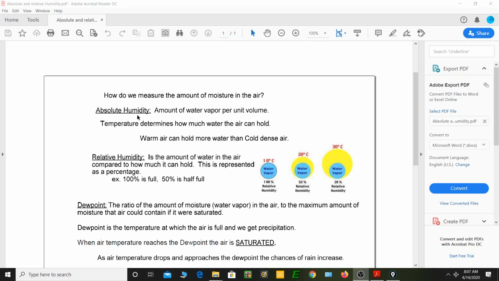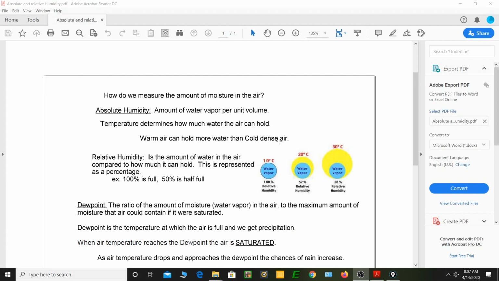So absolute humidity is the amount of water vapor per unit volume. Temperature determines how much water the air can hold. Once again, cold air doesn't hold a lot of water. Warm air does. That's why in the summer it's very often hot and sticky, and in the winter the air is very dry because it doesn't hold a lot of water, and your skin gets dried out and you have to use chapstick and that kind of stuff. So warm air can hold more water than cold air. This is a key thing that you have to remember.